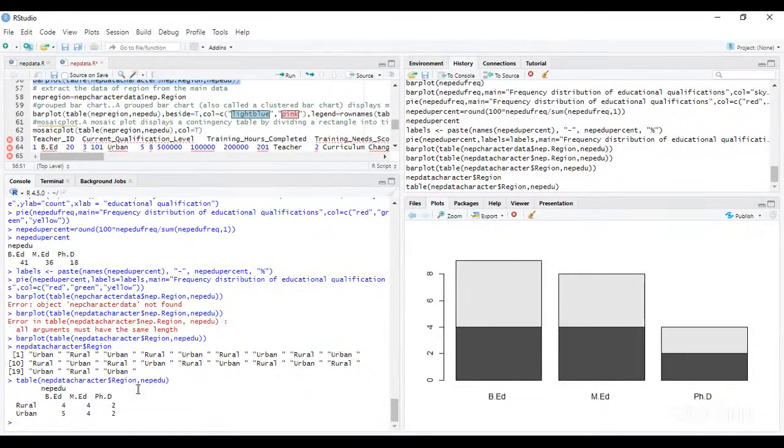So in the rural area, you will find 4 B.Ed teachers. In the urban area, you will find 5 B.Ed teachers. I will show you a proper bar plot where you can easily make out what gray is, what white is, everything you will make out.